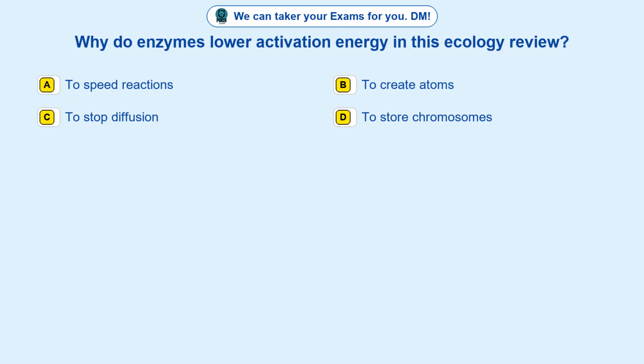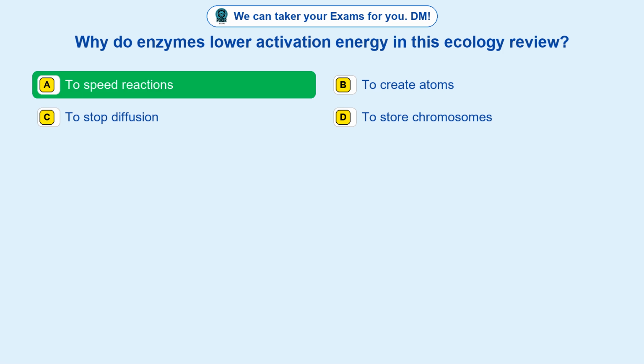Question 5. Why do enzymes lower activation energy in this ecology review? Option A, to speed reactions. Option B, to create atoms. Option C, to stop diffusion. Option D, to store chromosomes. The correct answer is option A, to speed reactions.